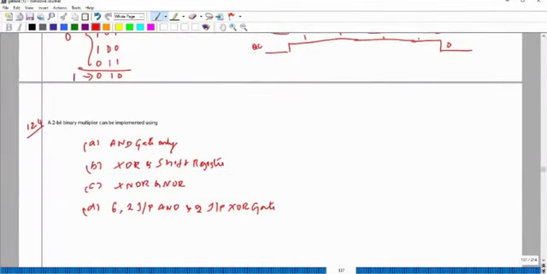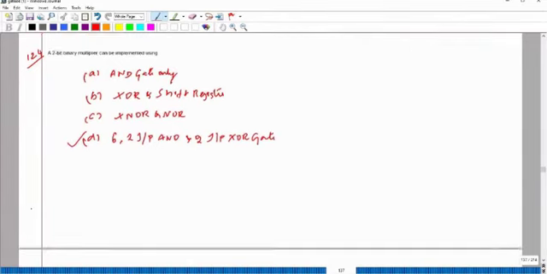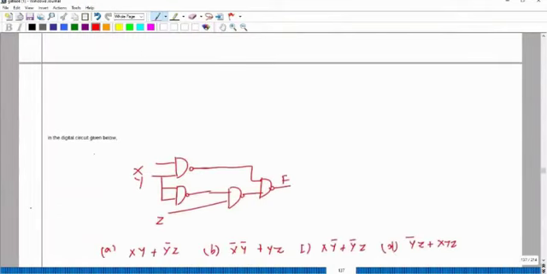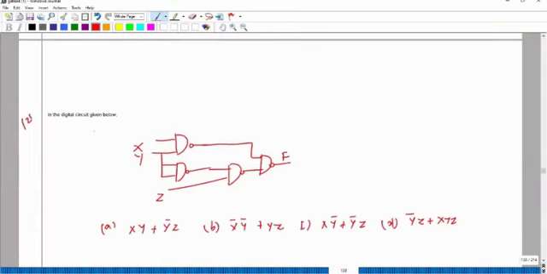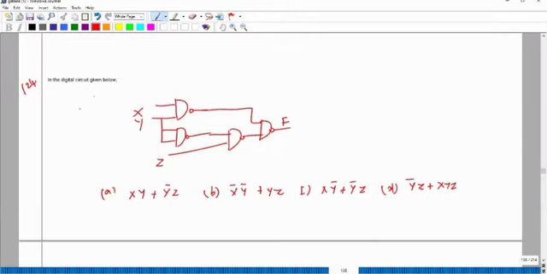124. A 2-bit binary multiplier can be implemented using 6 2-input NAND gates and 6 2-input XOR gates. So what is this one? This is X, Y, the whole bar. This is Y bar. This is Y bar, Z, the whole bar.